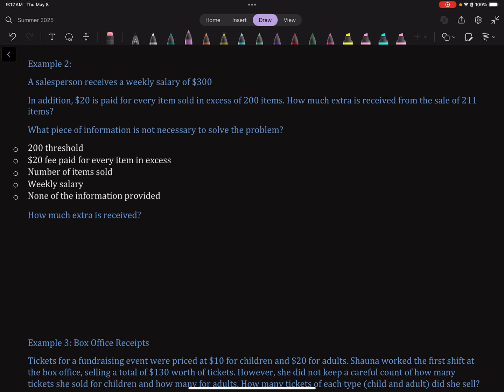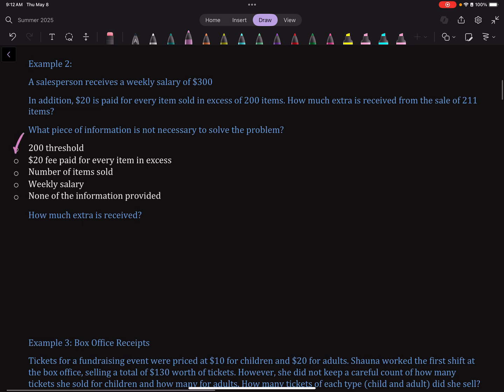So we're saying that the weekly salary is $300. So no matter what, $300 a week. And then if you sell over 200 items, you get $20 after you sell that. And we're saying this person sold 211 items. All of this information is very important. We need to know that the threshold is 200 because if you sell over 200, you get $20 per sale. That's what this is saying. Everything you sell over 200 items, you get 20 bucks.